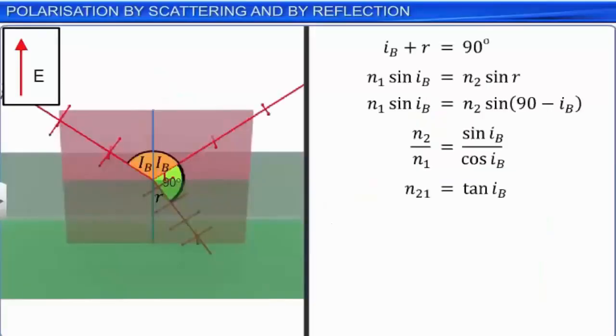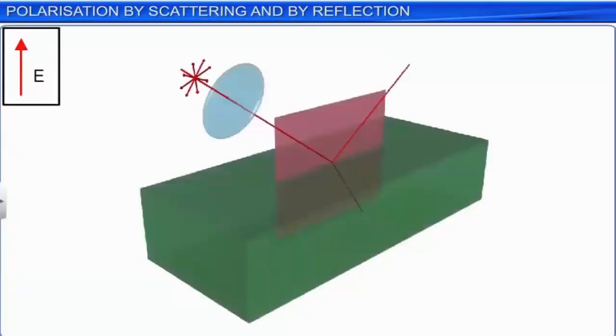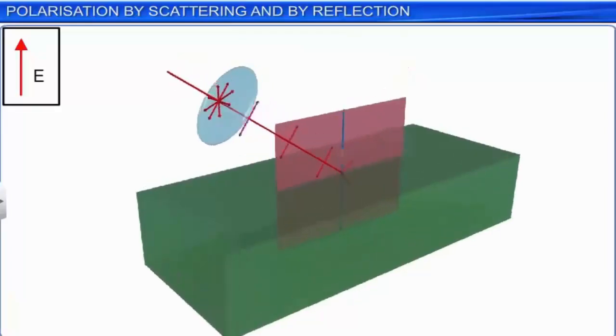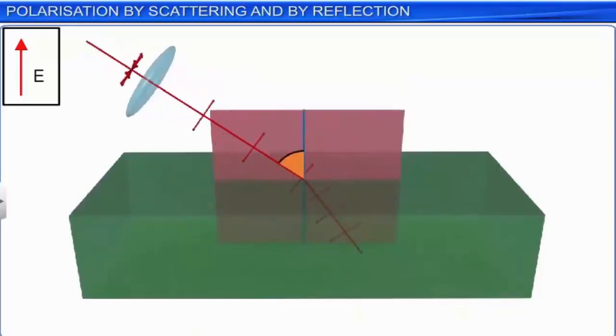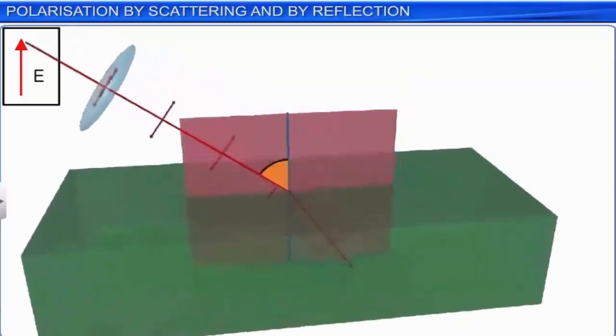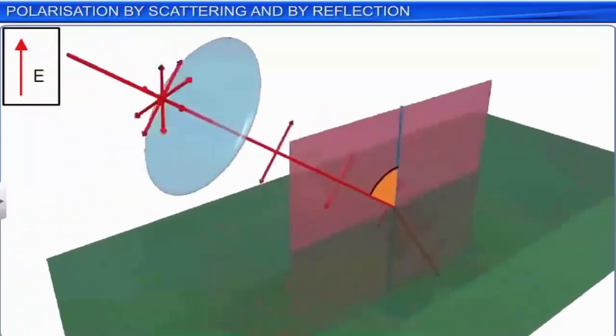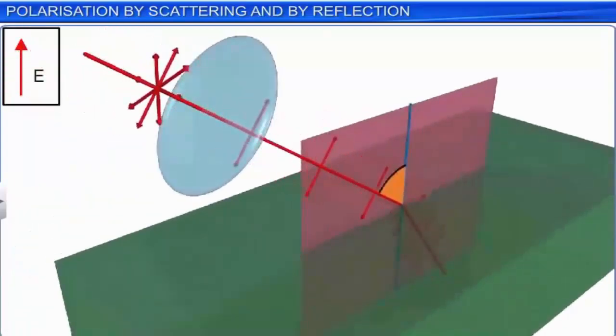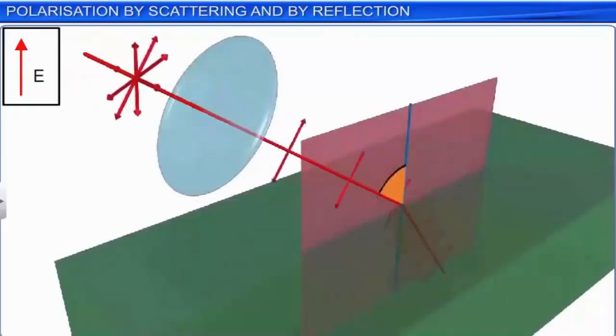If the polarizing angle is IB, then the angle of reflection is also equal to IB. Let R be the angle of refraction. From the figure, IB plus 90 degrees plus R is equal to 180 degrees. Simplifying, we get IB plus R is equal to 90 degrees.